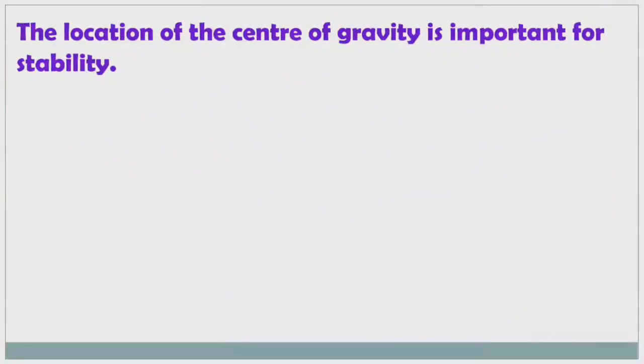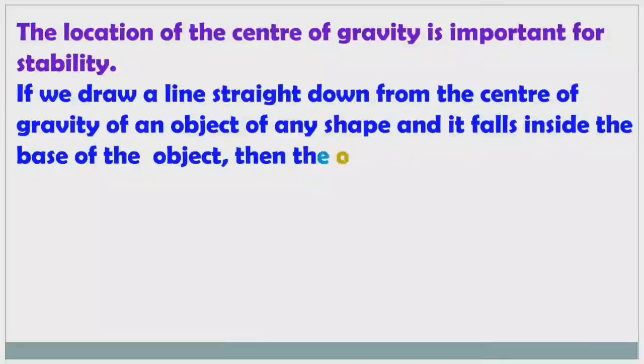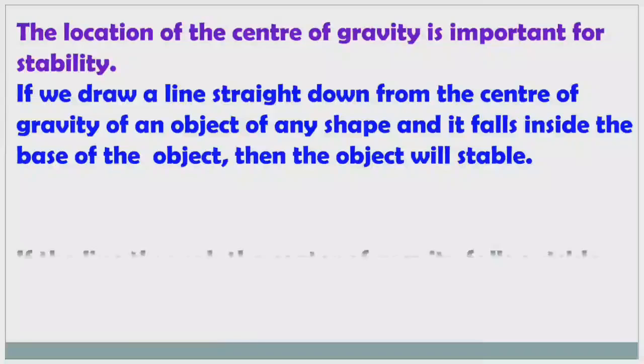The location of the center of gravity is important for stability. What is the importance of center of gravity? If we draw a line straight down from the center of gravity of an object of any shape, and it falls inside the base of the object, then the object will be stable.